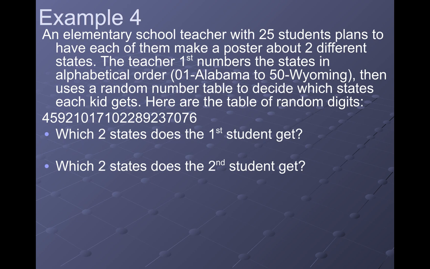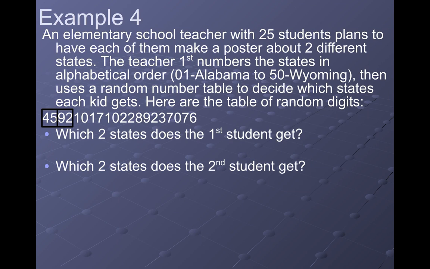Okay. We want to know what 2 states the first student gets, and what 2 states the second student gets. So again, because we're talking about states and there are 50 states, we're going to use two-digit numbers. We're going to go 2 digits at a time. So watch what I do here. If I look at the first 2 digits, the first 2 digits are 45. So that means the first student's going to get whatever state number 45 is. Okay, if I look at the second 2 digits, that's 92.